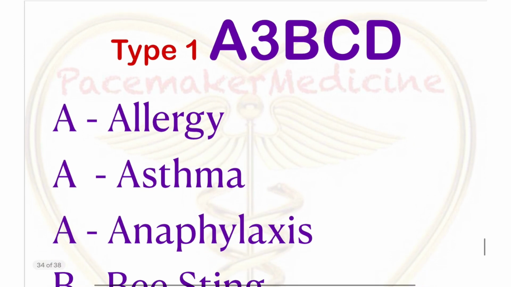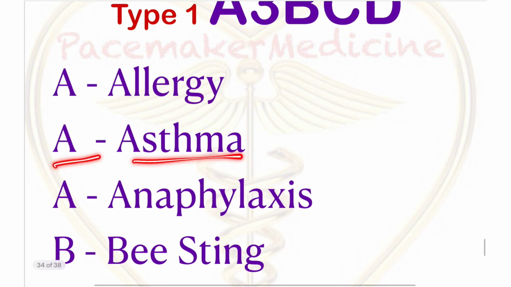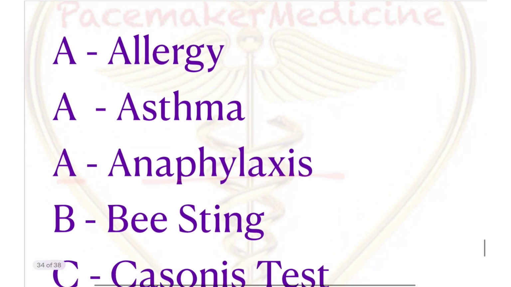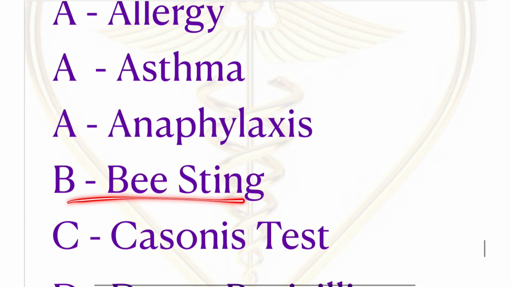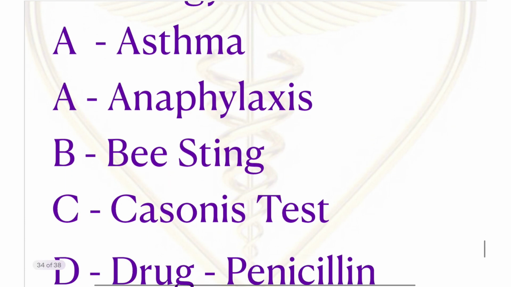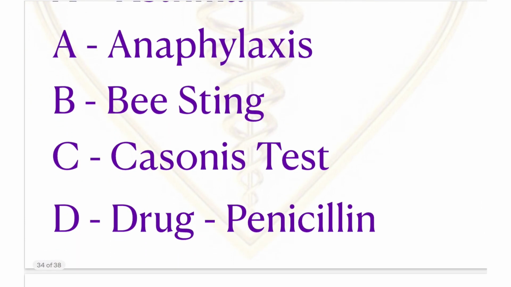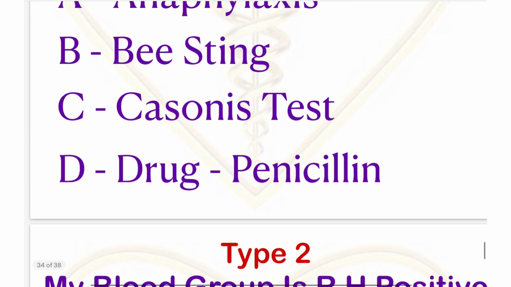So how to remember type 1 hypersensitivity reaction? We have to remember like A, B, C, D. There are 3 A's: A for allergy, A for asthma, A for anaphylaxis. Now what is B? B is for bee sting. After the bee sting, the reaction that occurs is also a type 1 hypersensitivity reaction. C is Casoni's test. After the Casoni's test the reaction that occurs is your type 1 hypersensitivity reaction. Also, due to penicillin the reaction that occurs is again a type 1 hypersensitivity reaction.